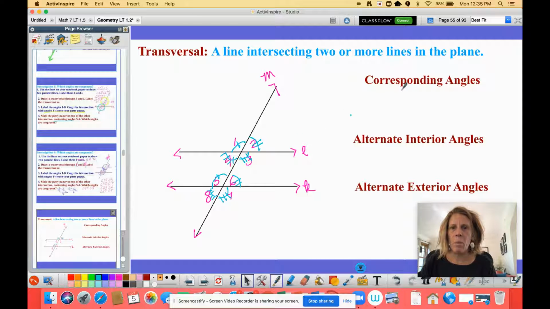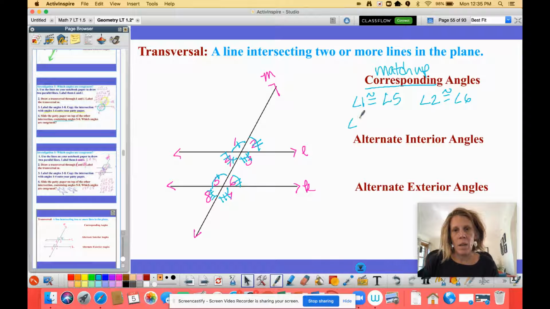So what I want to think about when I'm talking about something that's corresponding, that means things that match up. So that's like when you took your patty paper and you slid it down. Angle 1 corresponded with angle 5, angle 2 corresponds with angle 6, angle 3 corresponds with angle 7, and angle 4 corresponds with angle 8. That's the first part. Those are all corresponding angles, and we sometimes write those as CA when we're doing a proof.